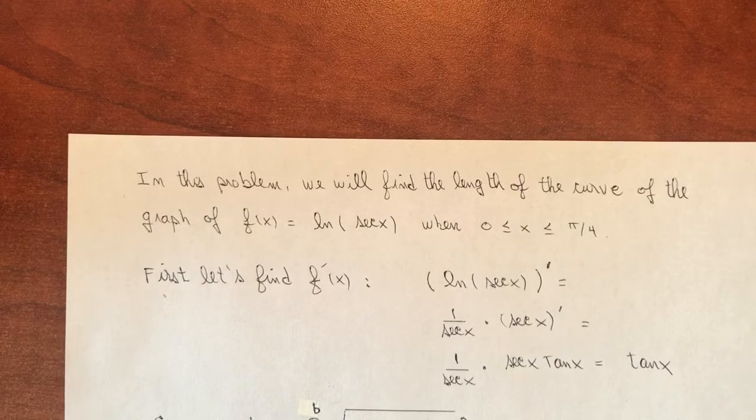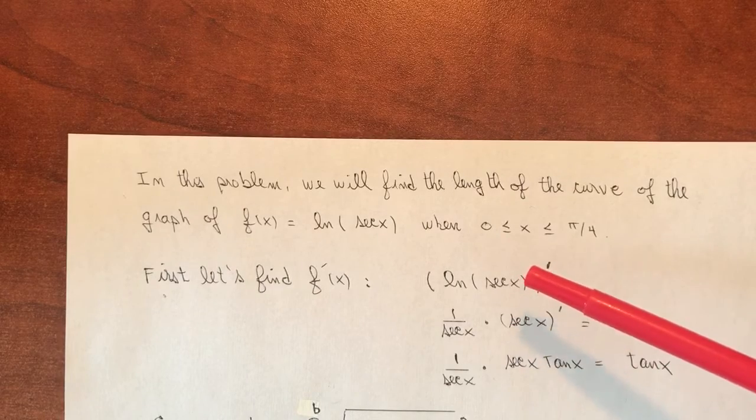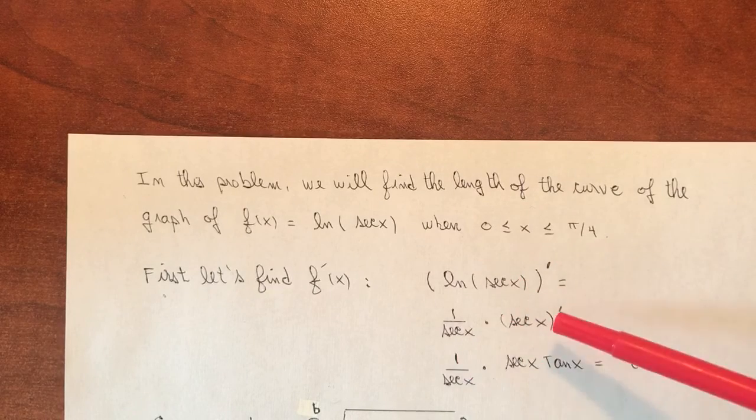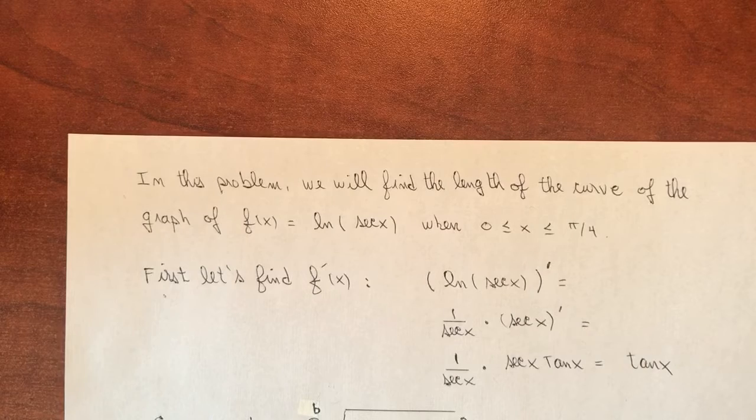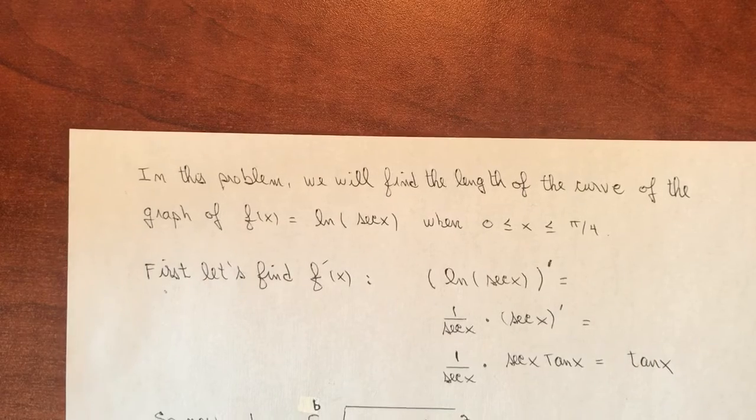It involves the derivative of the function, so that's the first thing we're going to do. The derivative of the function ln of secant x is, well, the derivative of ln of u is 1 over u times u prime. So 1 over secant times secant prime by chain rule. So that's 1 over secant times secant tangent. The secants cancel out, and we only have tangent.